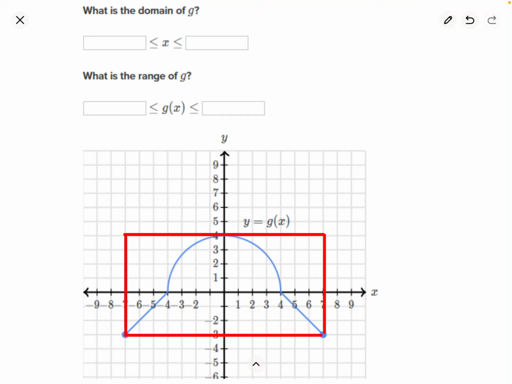Now, all I have to do now is read the x and y values in order to find the domain and the range. Remember, the domain is our x values, so all you have to do is read the x values. So this is a -7 right here. This is a +7. So that means the domain goes from a -7 to a +7. If we were using interval notation, it would be a -7 with a bracket, comma, a +7 with a bracket.